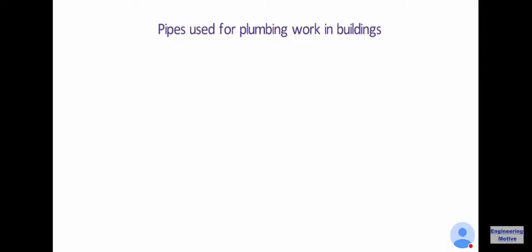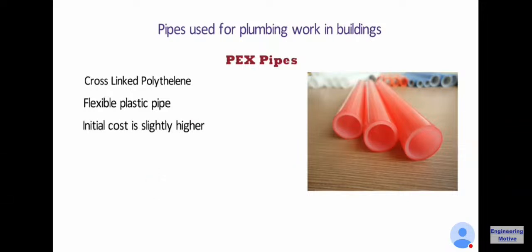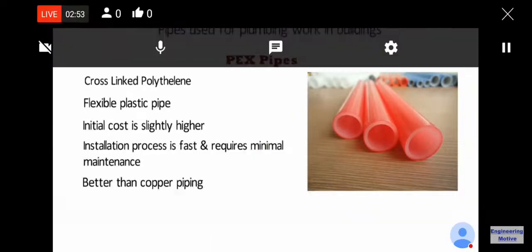PEX pipes. PEX is also known as cross-linked polyethylene. PEX pipe is a flexible plastic pipe. The initial cost of this type of piping is slightly higher. The installation process is fast and it requires minimal maintenance. It is better than copper piping.